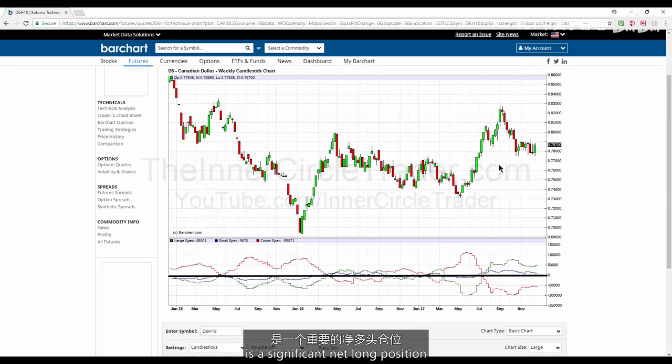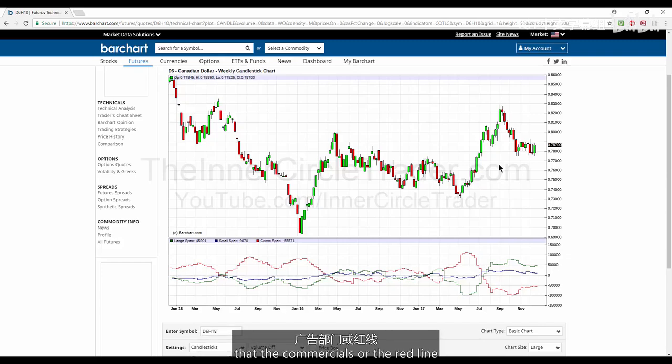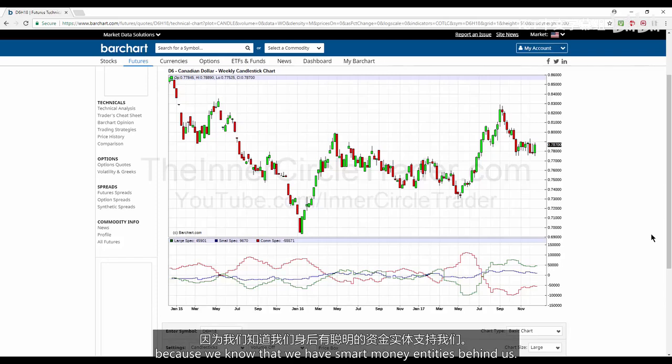So what I like to look for is a significant net long position to justify my long entry, and/or a heavy net short position to justify my short position. So if we go back and look at historical data, we can see that there's major key turning points that the commercials, or the red line, indicate a very strong willingness to be a buyer or seller. And by using this information, we can glean insight and also build confidence behind our trades because we know that we have smart money entities behind us.